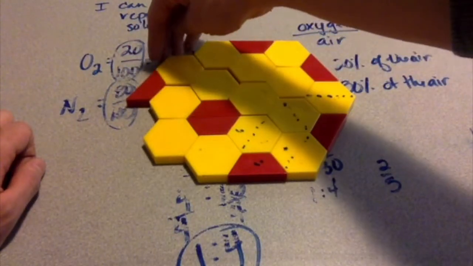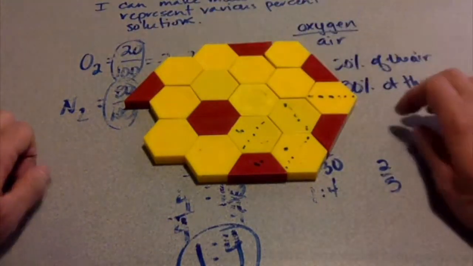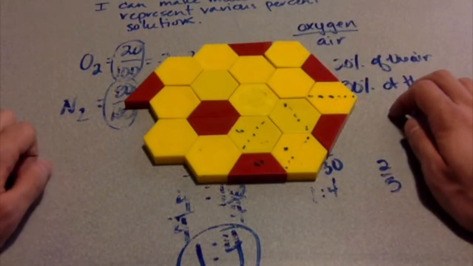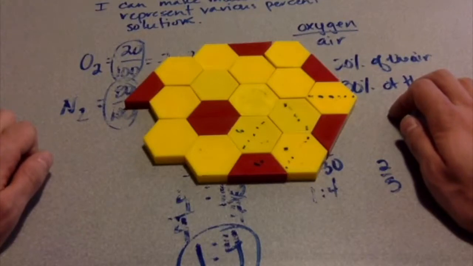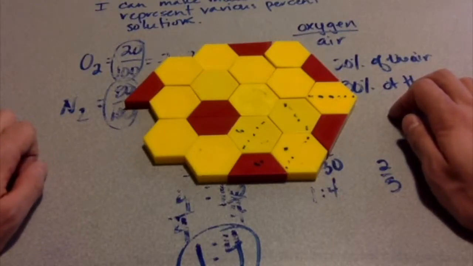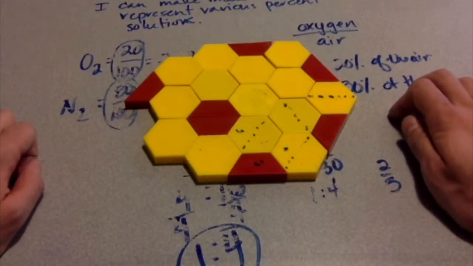Pretty cool. So what you're going to do today is try to mimic this same process. You are going to try and make these models to represent these solutions using what you know about ratios and using what you know about percent of the whole and fraction of the whole. I will definitely be around to help you, so please let me know if you have any questions. Good luck.